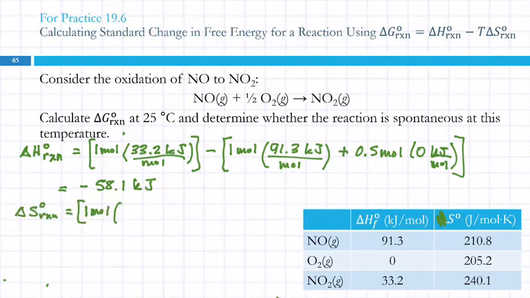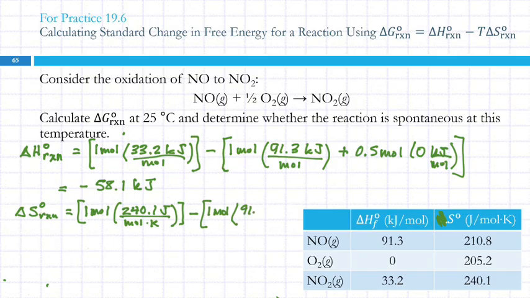So then we have 1 mole of product, that's the NO2. So we look up S for that, 240.1 joules per mole Kelvin. Only product, so that's the first thing. Then we're subtracting the reactants. 1 mole of NO, looking at the wrong column, 210.8 joules per mole Kelvin.